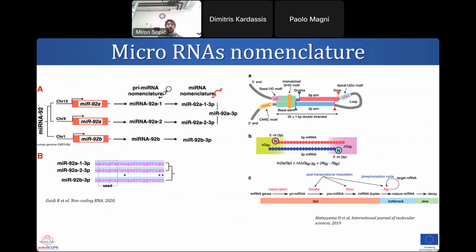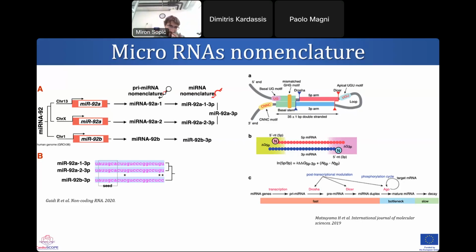So before I continue with the story of the 5P and 3P arm and how the system chooses which one is going to stay in the RISC complex, I would like to give you a little heads up about the microRNA nomenclature, which for me is quite a complicated story. When you start working with microRNAs, the first thing you notice is that the names look very, very random, and there are very similar microRNAs, but then again, you will see that one has this function and the other has that function.